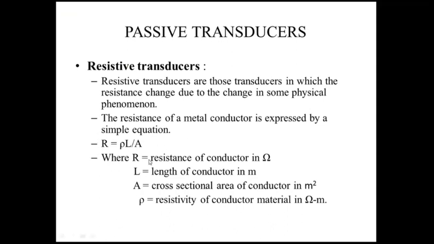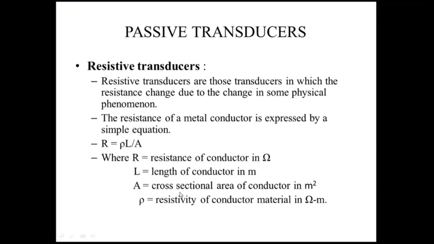R is the resistance of the conductor. L is the length of the conductor. A is the area of cross section of the conductor. And rho is the resistivity of the conductor material. Okay, this is an important formula. Based upon this formula, the resistive transducer converts physical quantities into electrical energy. What are the physical quantities in resistive transducers? Rho L by A, where rho is the resistivity, L is the length of the conductor, and A is the area of cross section.